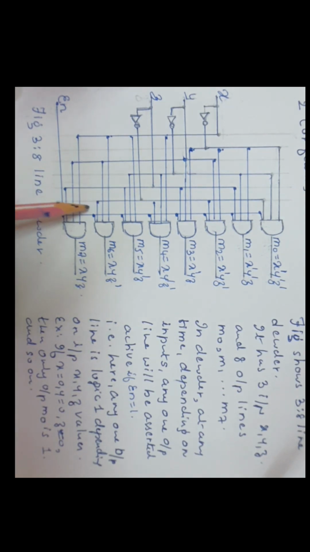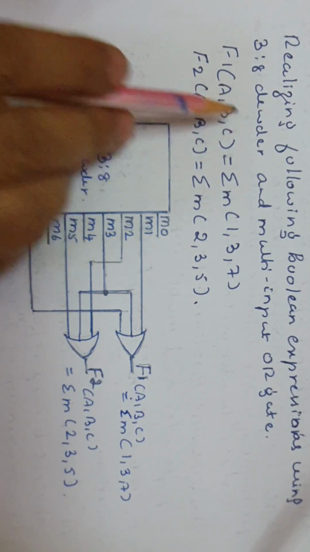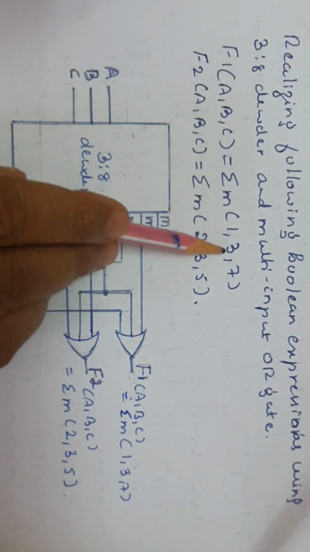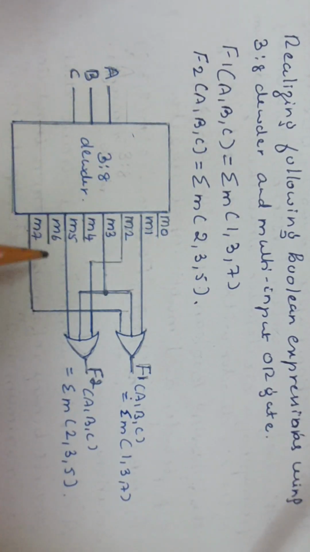So that is all about the 3:8 line decoder, the logic diagram we have drawn and the explanation regarding that, and in general what is needed for a 2:4 decoder or 4:16 decoder, those points we have discussed here. Next, to realize the given Boolean functions using a 3:8 decoder. The given Boolean functions are f1 of ABC equal to sigma m of 1, 3, 7, f2 of ABC equal to sigma m of 2, 3, 5. So this is the 3:8 decoder block diagram.